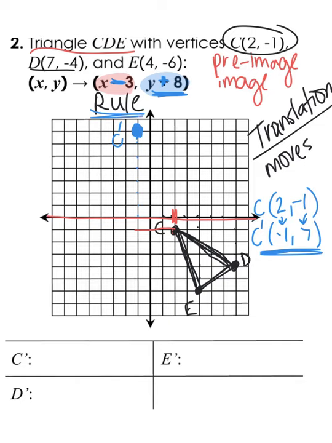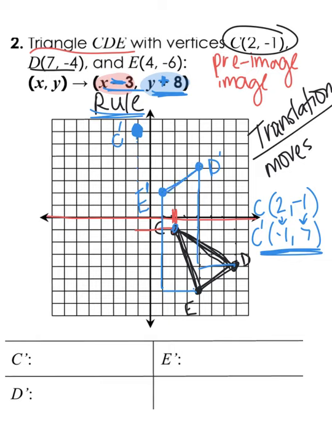All right, let's do the same thing for E. E says to go to the left 3, just like we did with C. So for E, we're going to go to the left 3, 1, 2, 3, and then up 8 again. 1, 2, 3, 4, 5, 6, 7, 8. Put a point and label it our new label, which is going to be E prime. So that's where E translated to. And then D is the last one. So D, we're going to do the same thing. Back 3, and then up 8. Okay, put a point, label it D prime because D went from D to D prime.